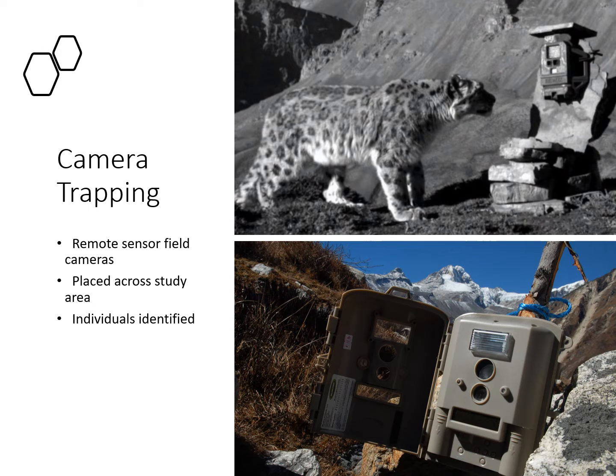The first method I'm going to evaluate is camera trapping, in which remote sensor field cameras are placed across the study area. Study areas are typically chosen for places that are preferred and frequently traveled by snow leopards. Individual snow leopards are identified using spot patterns, and then these individual capture histories are used to estimate abundance and corrected for imperfect detection.